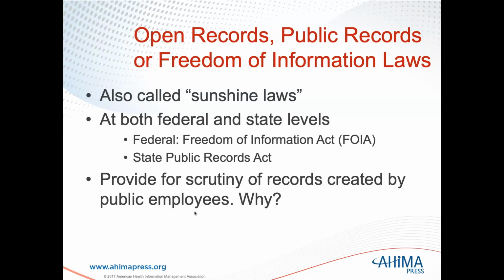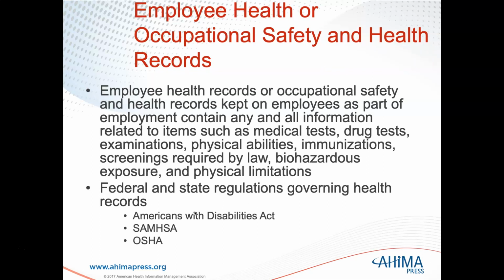So moving on to open records, public records, or freedom of information laws, also called sunshine laws. These are at both the state and federal levels. There are laws that demand that information be released, and they provide for scrutiny of records created by public employees. So this primarily applies to public hospitals that may be owned by the state or owned by the county, things like that. This is on page 360 in your textbook, if you're wondering. I'm going to leave you to read through that. It's got some good information in there.